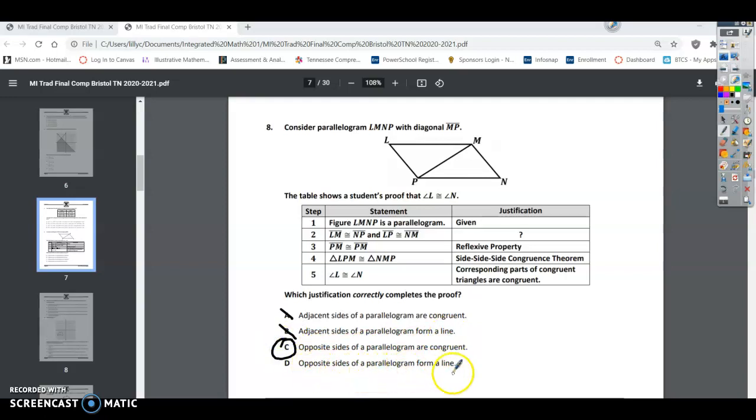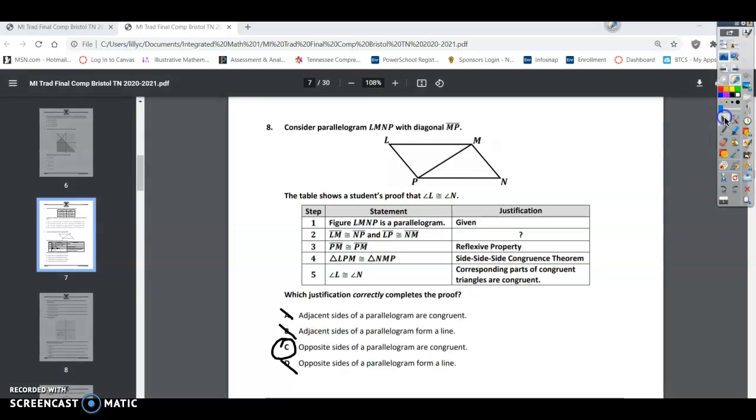Opposite sides form a line. No, not necessarily. All right, so adjacent sides are congruent. No, this side would not be congruent to the adjacent side. And adjacent sides form a line. No, they don't. They intersect. They don't form a line either. So the only one, or the best answer here, would be C.